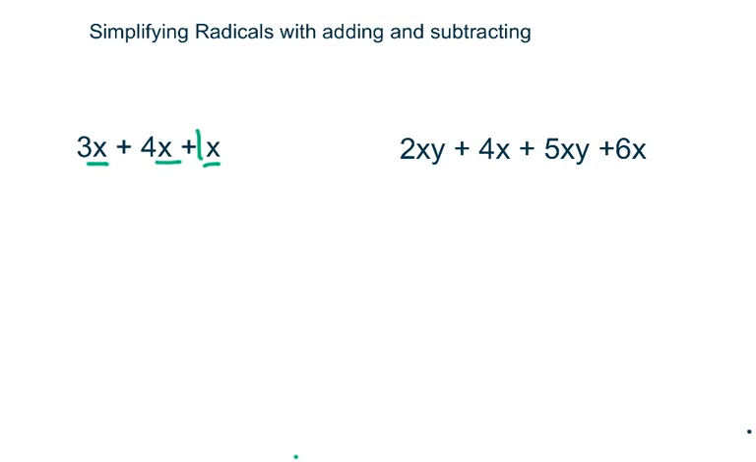Once you do that, you just add the big numbers out front, or the coefficients. So 3 plus 4 plus 1 is in fact 8x.